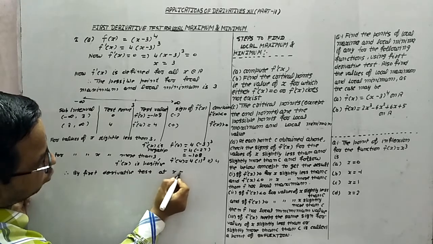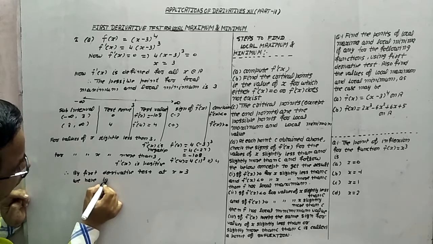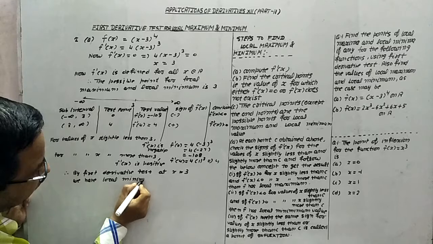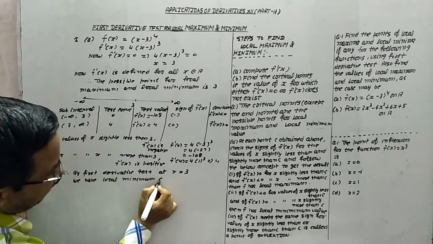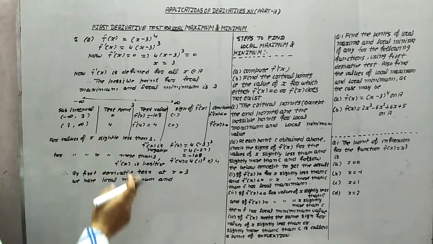Therefore by first derivative test, at x is equals to 3, we have local minimum, and we have to find the point of local minimum also.